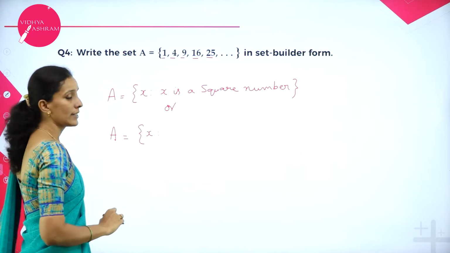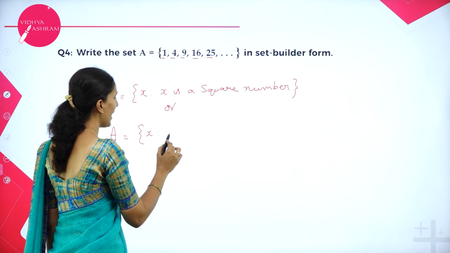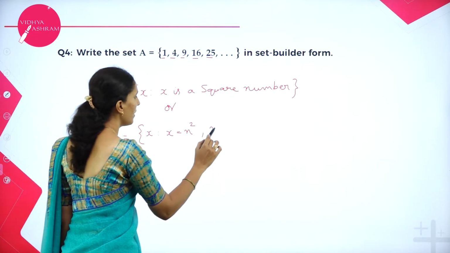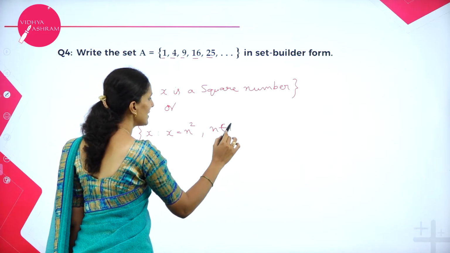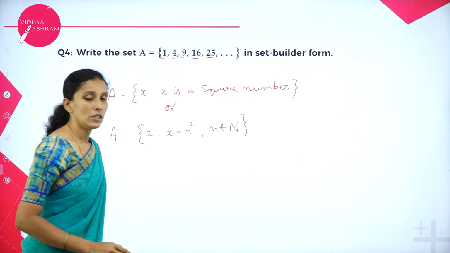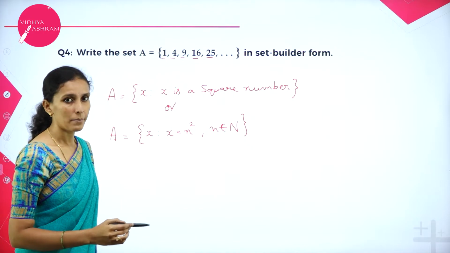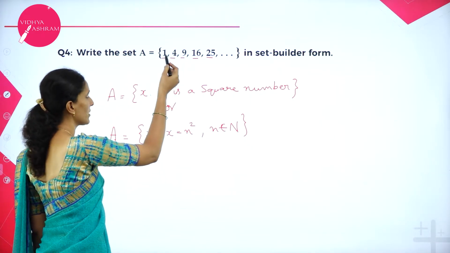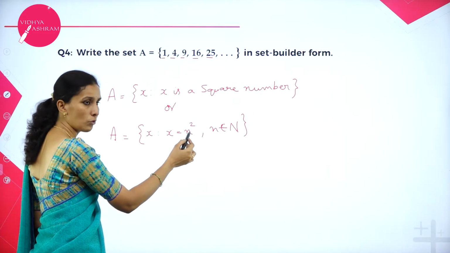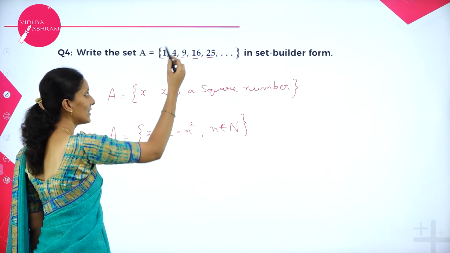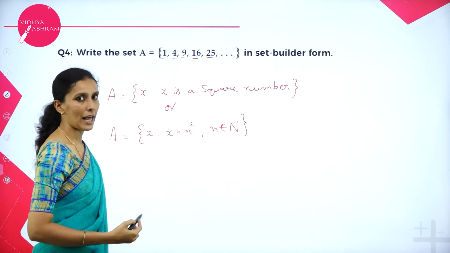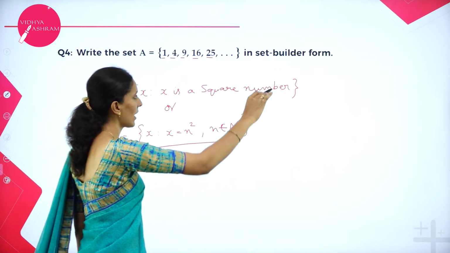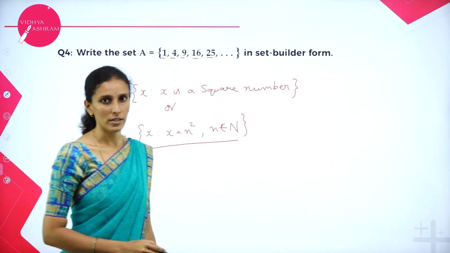x, where x is equal to n square such that n belongs to the set of all natural numbers. So we know natural numbers start from 1. When you put n is equal to 1, 1 square is 1. When you put n is equal to 2, 2 square is 4. 3, 3 square, 4, 4 square, like that. So you can use it symbolically or just describe it with words.